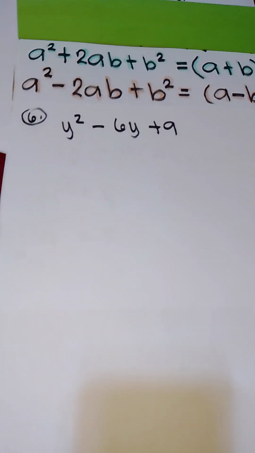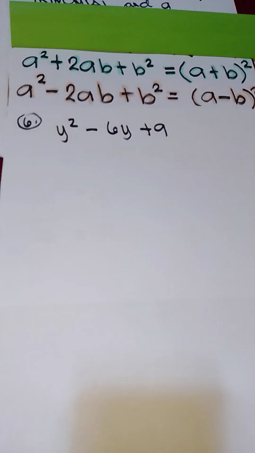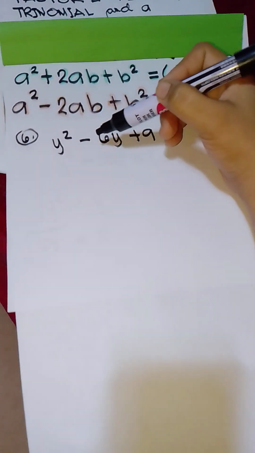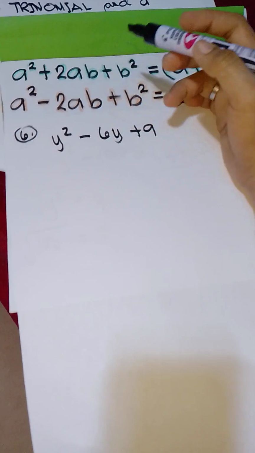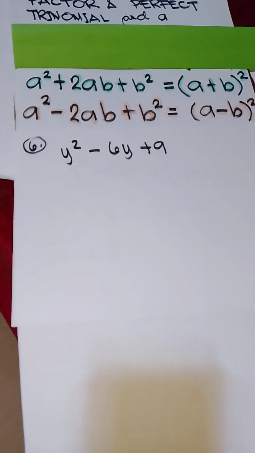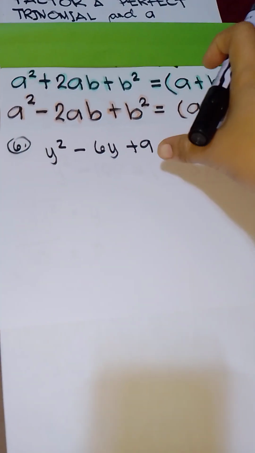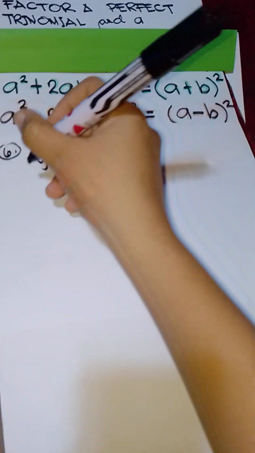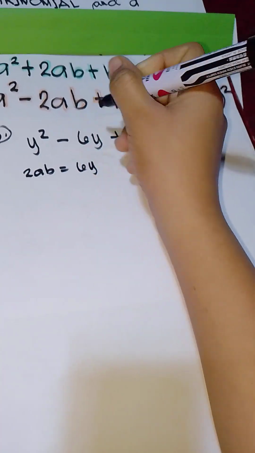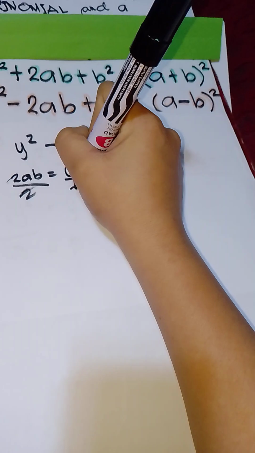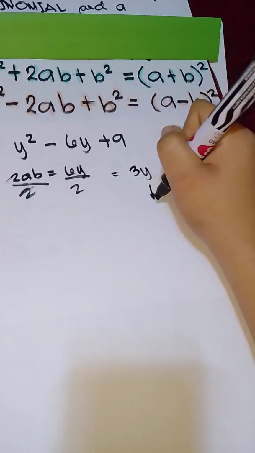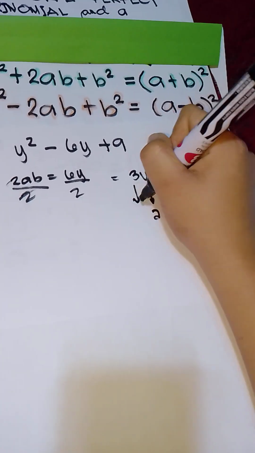Okay, what if we have y squared minus 6y plus 9? So it has a subtraction sign in the middle term. So we're going to use the format that has negative, or subtraction. So we have 2ab is equal to 6y. So we're going to divide this by 2. The result is 3y. Therefore, this will be our A and this will be our B.